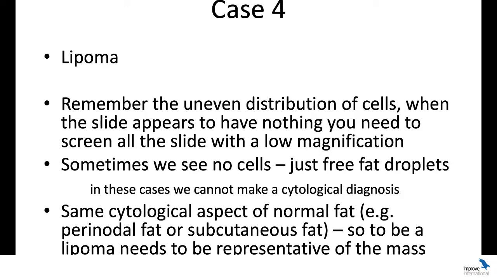Also, I'd like to point out that you have exactly the same picture when you aspirate a really chunky piece of normal body fat. Sometimes we get this type of sample when we are trying to sample lymph nodes in fatty dogs, because there's accumulation of fat around the lymph nodes. So it will look exactly the same. So in order to call it a lipoma, we have to be sure that we're sampling a mass and that this is representative of the mass and not of the fat that might surround the mass.